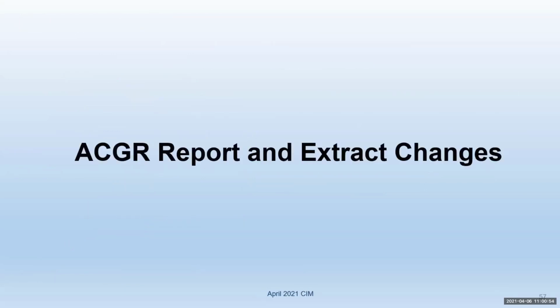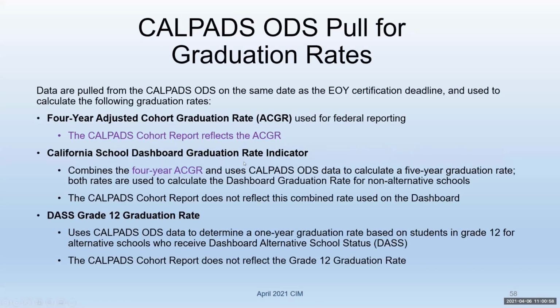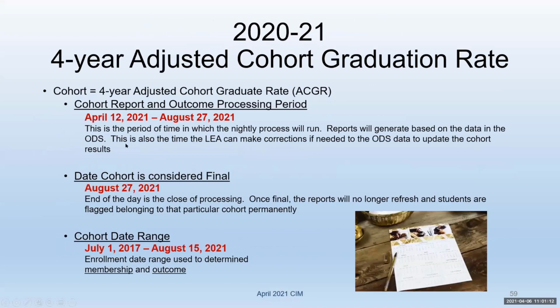Okay, and a couple more changes I wanted to go through with you. These next two slides are not new. You've seen these before, so this is just going over what the adjusted cohort graduation rate is and how it's used on the dashboard. I'm not going to spend a lot of time on that because it's not new. Same with this slide. You've seen this before. It's just updated with the dates for this year.